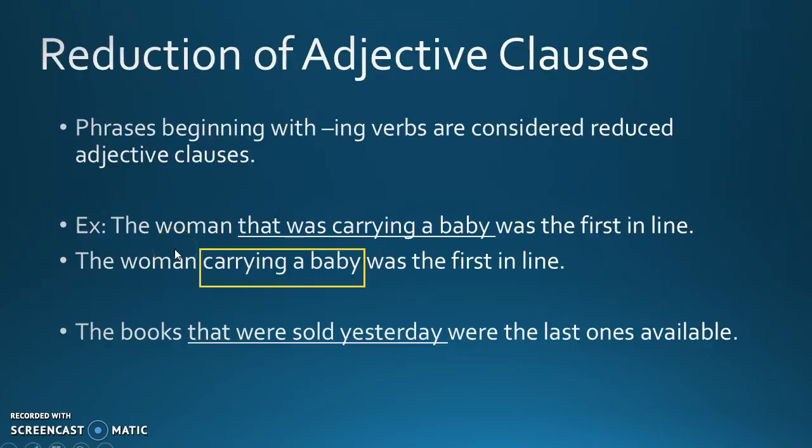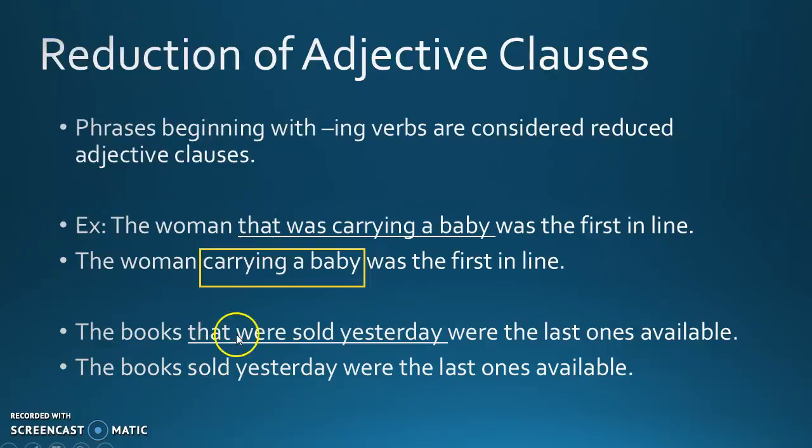Another example, now with a past participle, the books that were sold yesterday were the last ones available. This is the adjective clause. So I take off the subject and the verb and I say the books sold yesterday were the last ones available.